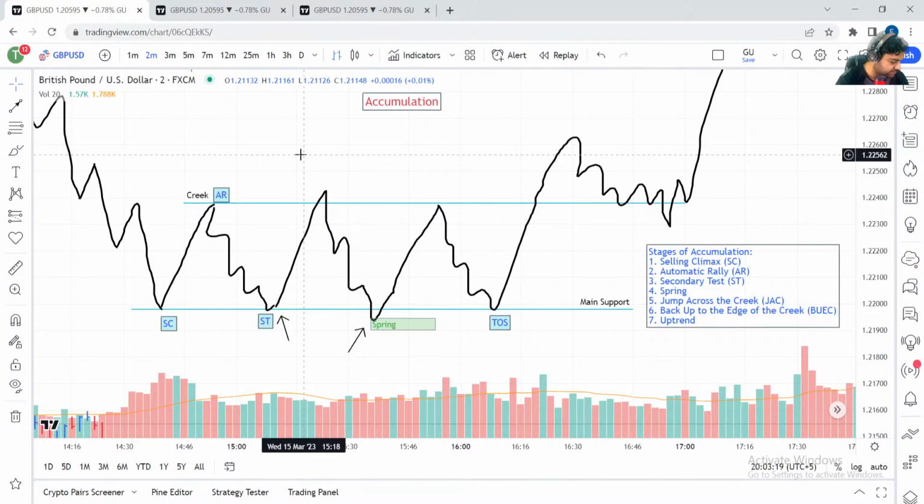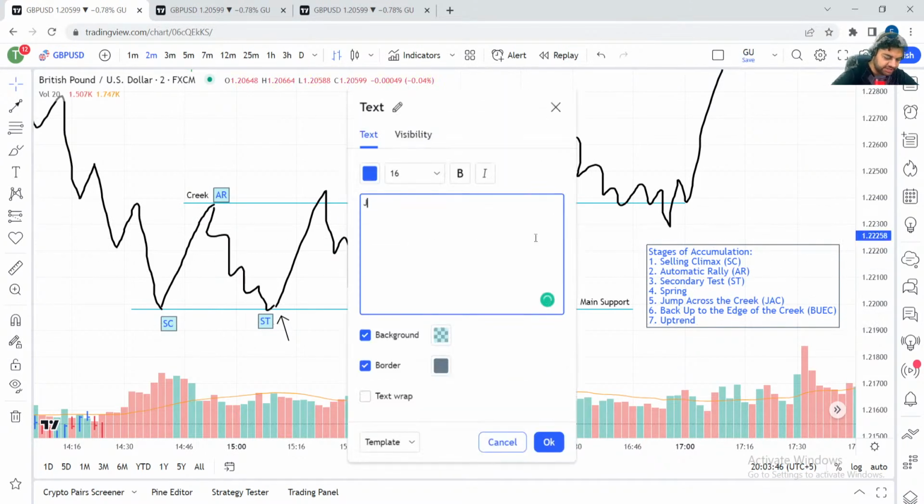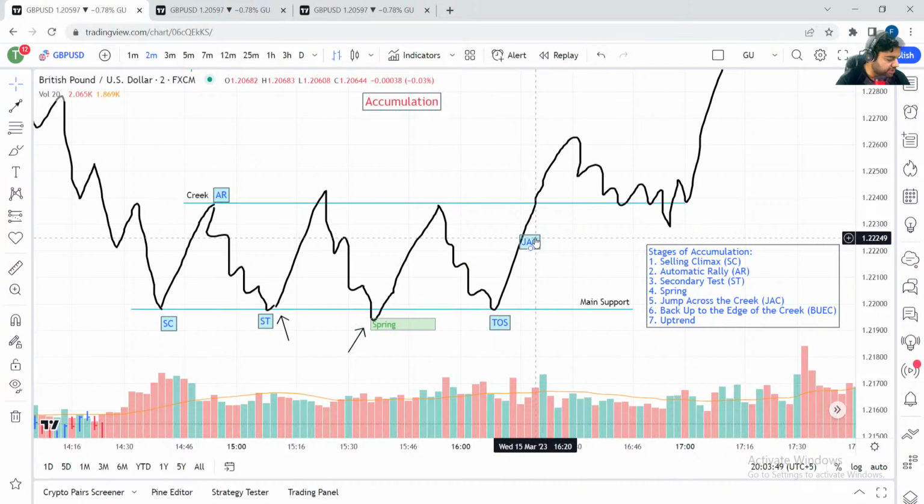Don't worry about this. So Monu Nagar is saying, sir, the market can also break the spring and go down. Yes, that's possible actually. But in the accumulation, it does not happen. Okay? So what happens over here, this is the creek, and if the market goes up like this, we will call this point jump across the creek. We call it jump across the creek.